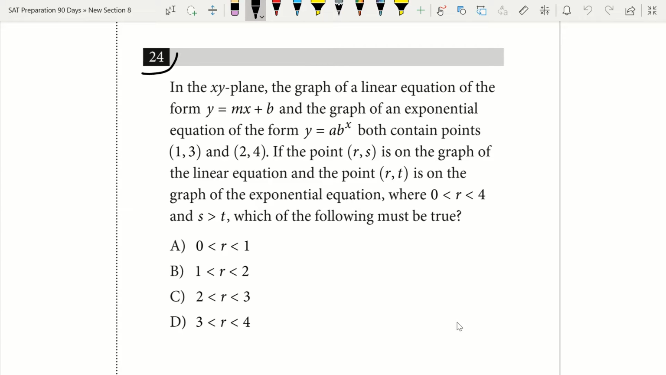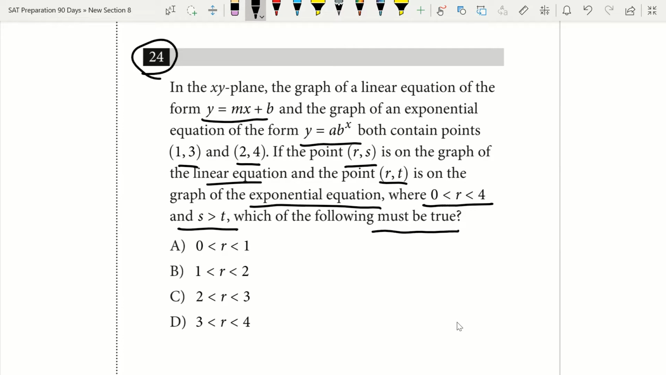All right, question 24. In the xy plane, the graph of a linear equation of the form y equals mx plus b and the graph of an exponential equation of the form y equals a times b to the power of x both contain points (1, 3) and (2, 4). If the point (r, s) is on the graph of the linear equation and the point (r, t) is on the graph of the exponential equation, where 0 is less than r and r is less than 4 and s is greater than t, which of the following must be true?